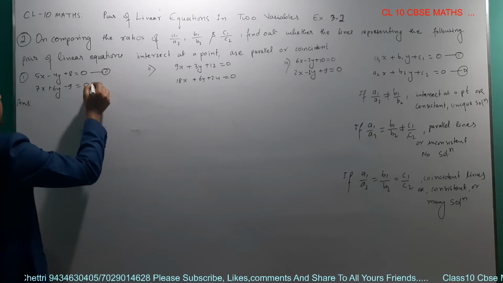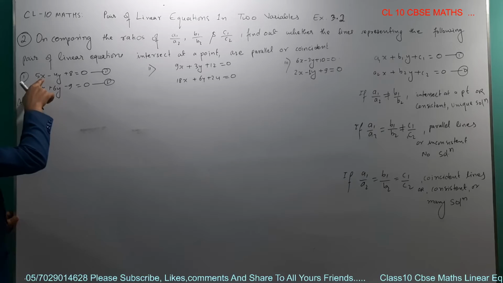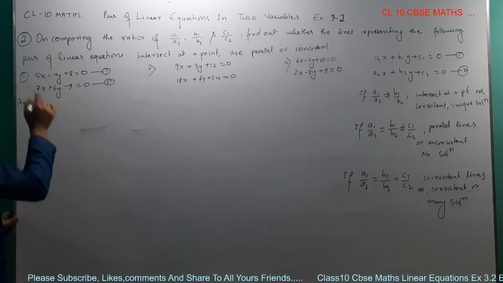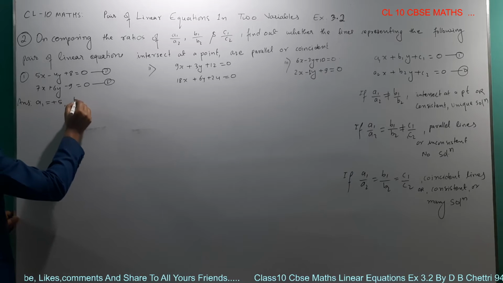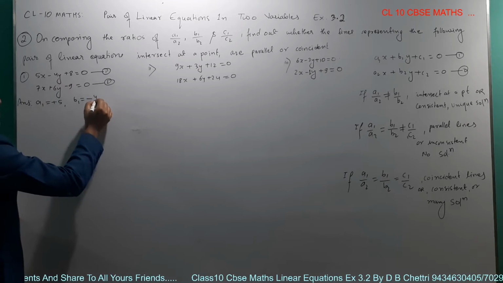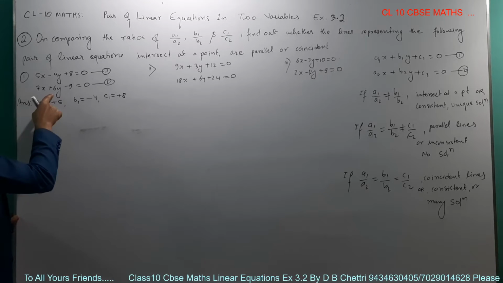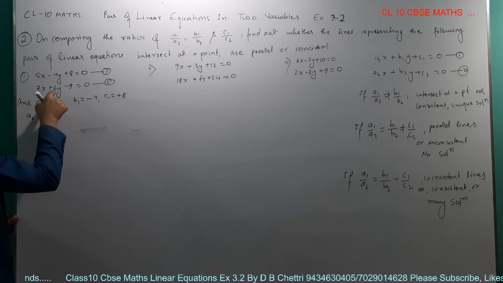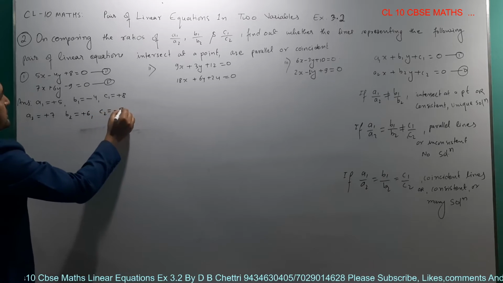Okay, this is equation 1 and equation 2. a1 is the number in front of x, the coefficient of x. So a1 is plus 5, b1, the coefficient of y, is minus 4, and c1 is plus 8. While writing the values, please write them with their proper sign. From equation 2, we will get a2 is plus 7, b2 is plus 6, and c2 is minus 9.